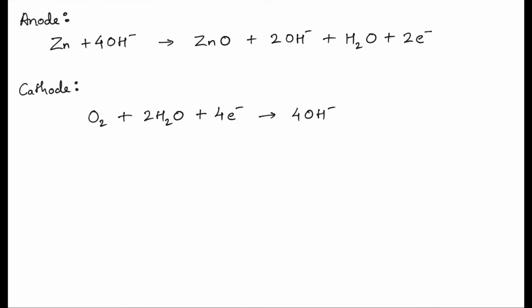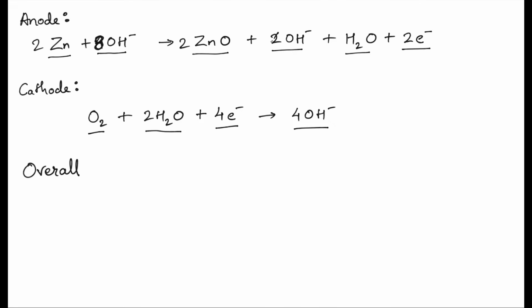To summarize the reaction at the anode, zinc combines with OH minus ions to form zinc oxide, water, and gives out 2 electrons. And at the cathode, the oxygen is reduced in the presence of water, gaining 4 electrons and forming OH minus ions. Now to find out the overall reaction, I will multiply this equation by 2. This becomes 8, 2, this becomes 4, 2, and this becomes 4.